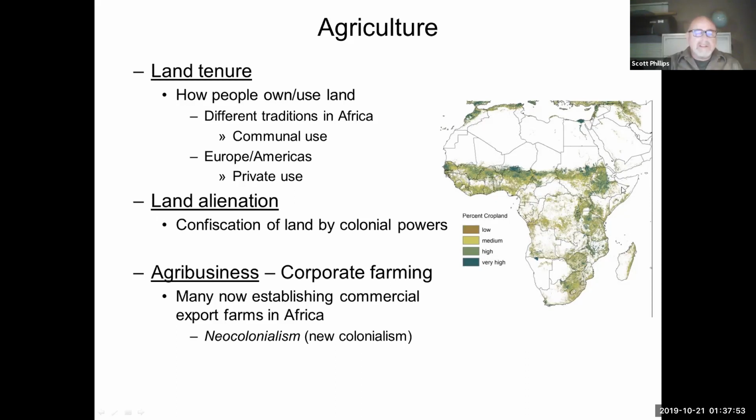This is where during the colonial period, land that had not been specifically owned or entitled by people would be confiscated by the colonial powers. And this happened during the colonial period. Land was seized from people, and it's still an issue today where sometimes governments will give away land to agribusiness or large corporate farms. And so this is considered a form of neo-colonialism, or new colonialism, that's still an issue in Africa as far as land tenure issues.